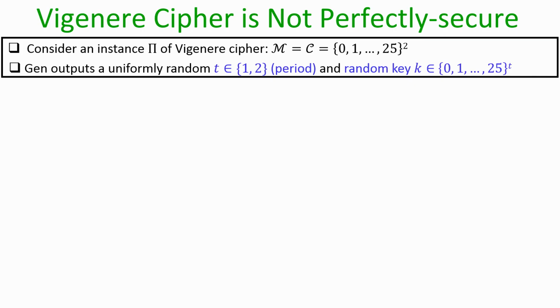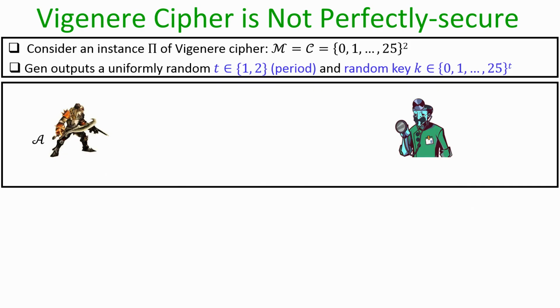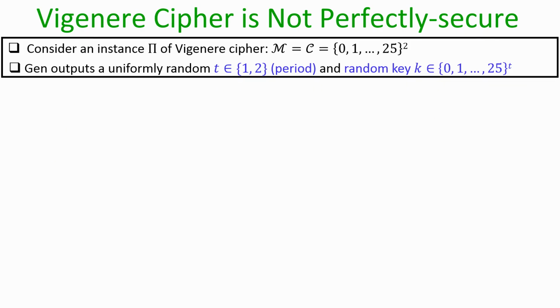Now, the key generation algorithm for this instance of Vigenere's cipher is going to do the following. Since the plaintext string is of length 2, the key used should be of length either 1 or 2. So, the period of the key, which is the value t, is a uniformly random value which could be either 1 or 2, and once the period has been selected, we select a key of that size uniformly at random from the set 0 to 25. That is the key generation algorithm.